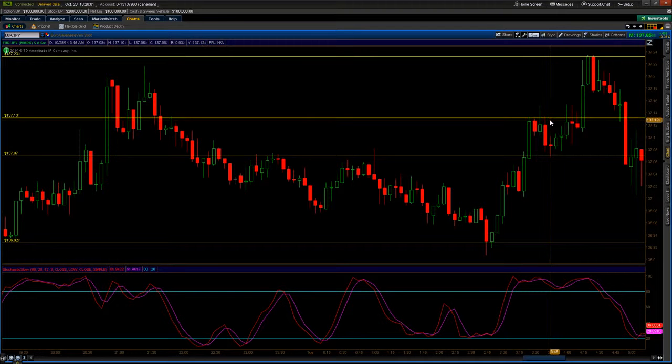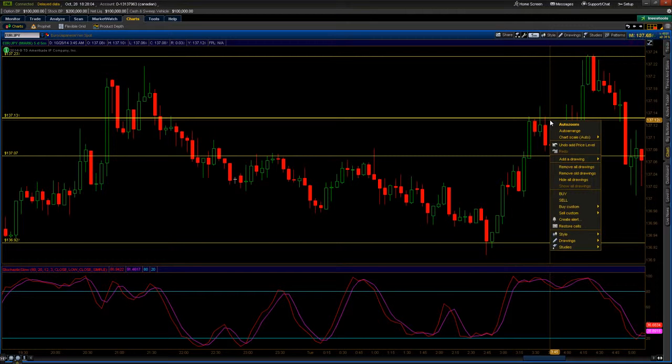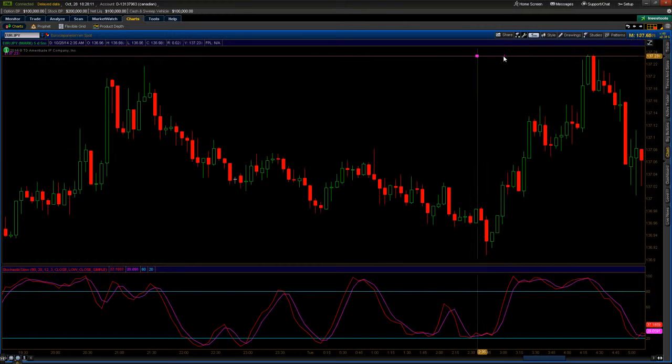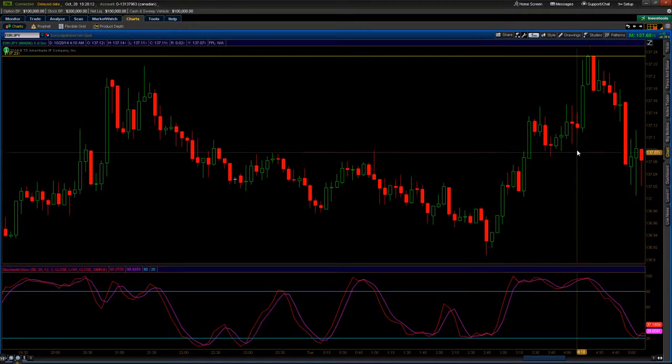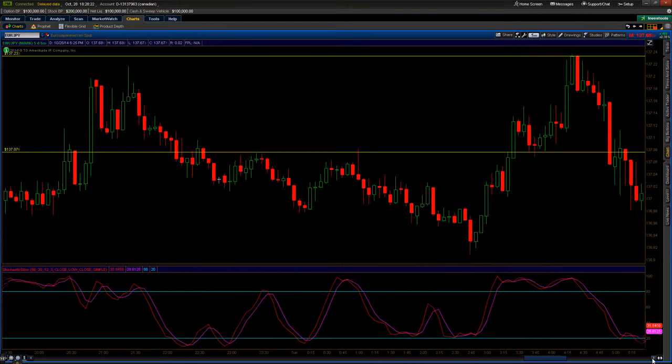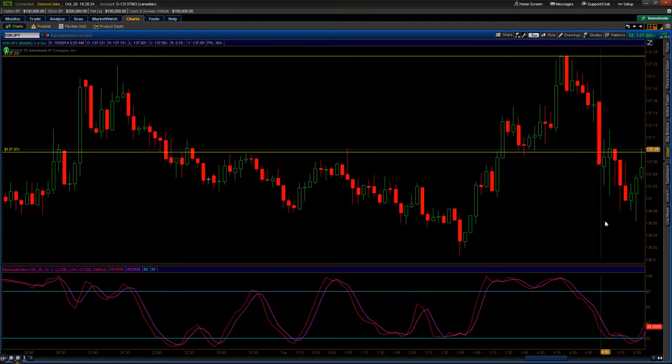So if it touched this area, came close to it, you could have taken a put option. And you probably would have lost that one. But then see, it does come down. So this created a new high. Okay, and then let's remove this right here because it killed that trade.